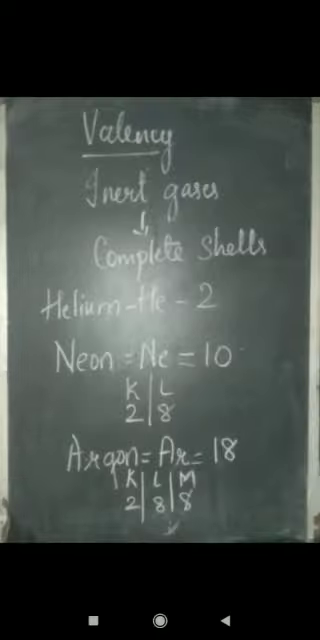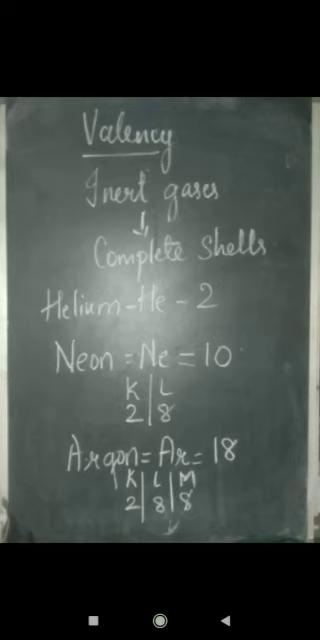Are we clear with this? How to write the electronic configuration of the elements? Okay, let us go back to valency. Now what is valency? Valence electrons is the number of electrons in the last orbit, but valency is the combining capacity of the element. Combining capacity means how many electrons the atom can donate or accept during a chemical reaction.